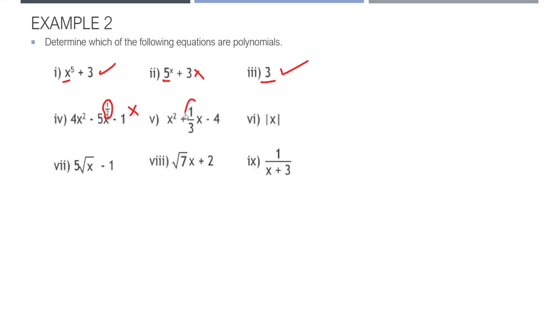Here we have a fraction 1/3, but it's a coefficient. Coefficients are allowed to be fractions. All the degrees are whole numbers. This is a 1 here, so yes, that is a polynomial.